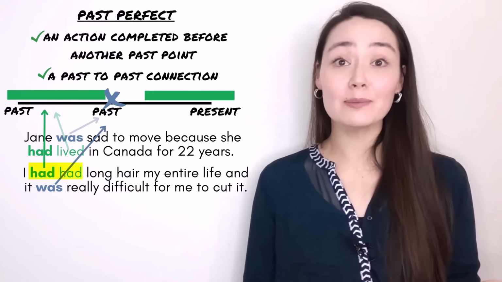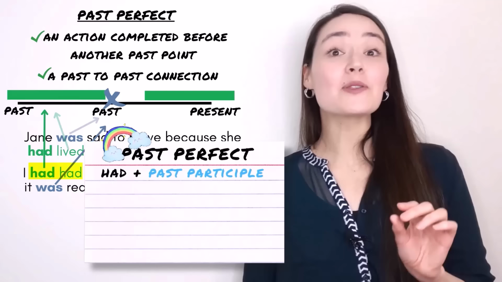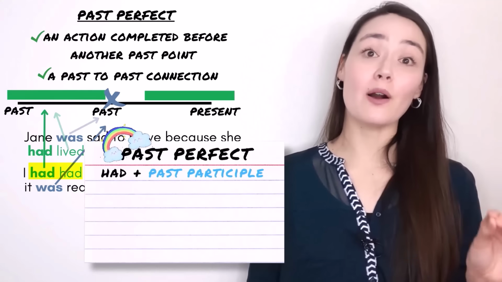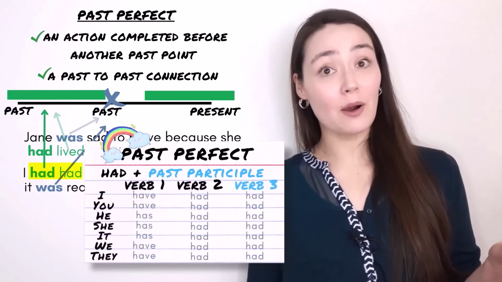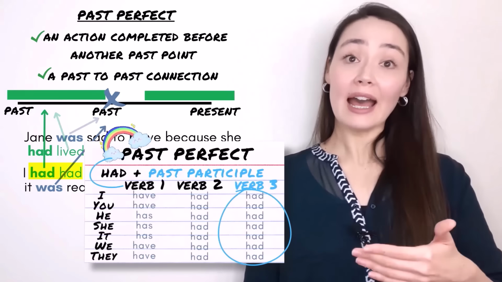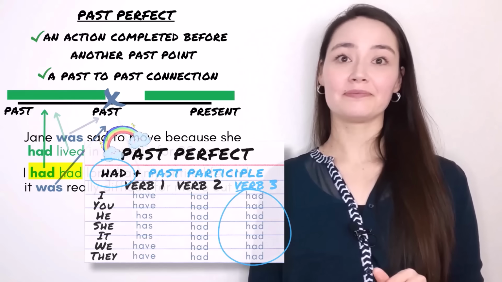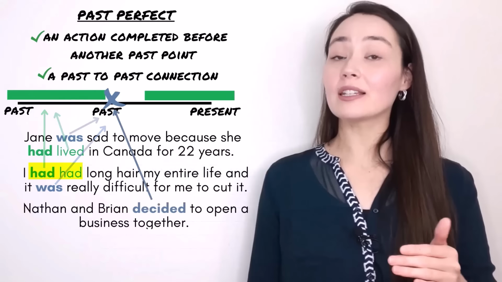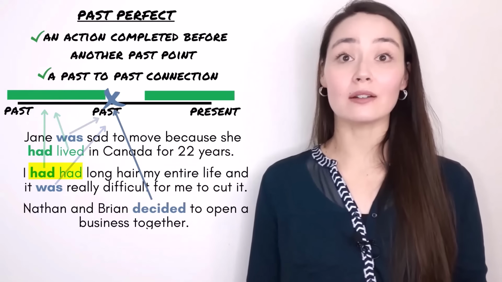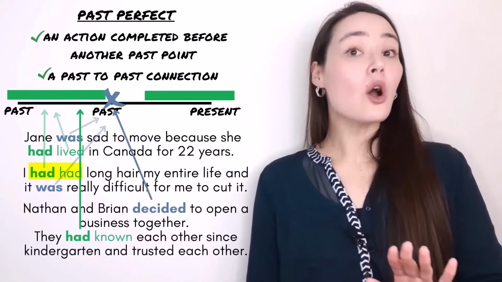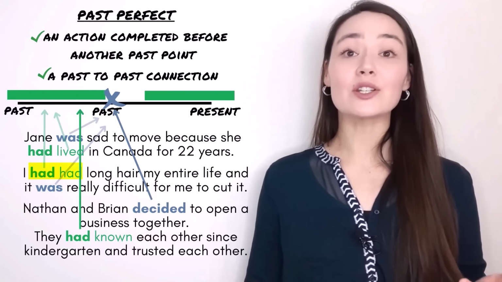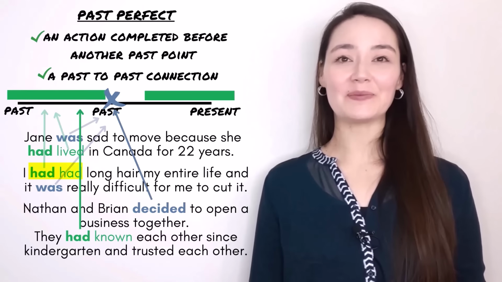Had? Is that possible? Yes. Remember, the past perfect is had plus past participle. What's the past participle of have? Had. Had. Nathan and Brian decided to open a business together. They had known each other since kindergarten and trusted each other.